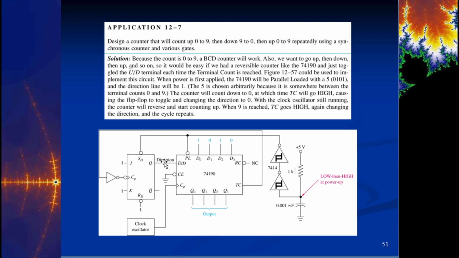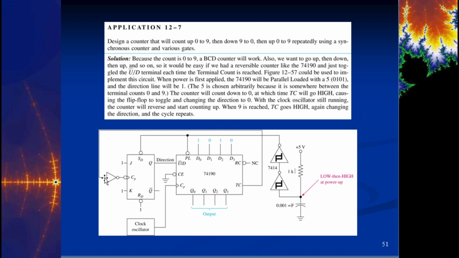If we wanted it to start up first, then we would do the opposite. Okay, we would take this and send it to the reset because we would want an initial low. So that's the only change that you would make if you wanted it to start down and then count up. But here we want to count up. So we send the preset signal in here when we power up. It'll count 0, 1, 2, 3, 4, 5, 6, 7, 8, 9. The terminal count will go high.